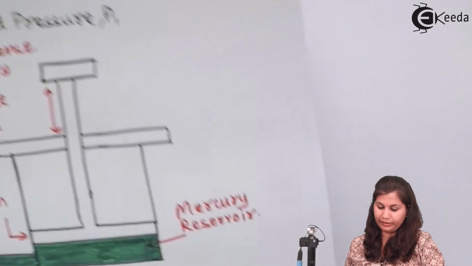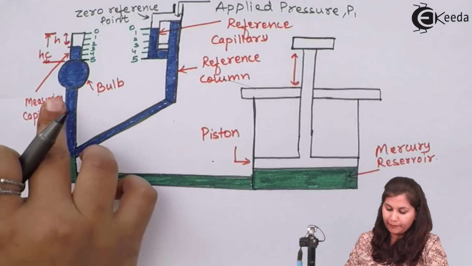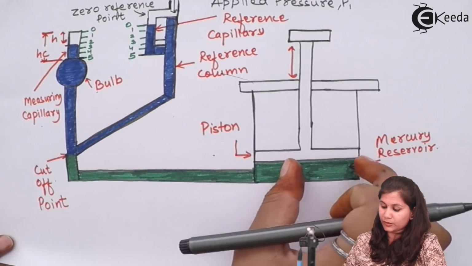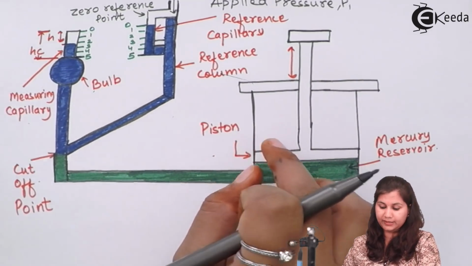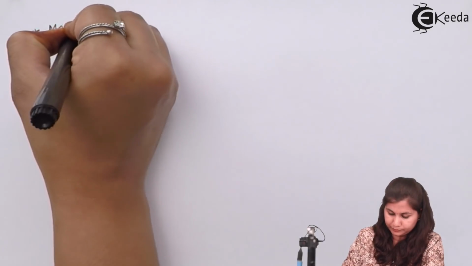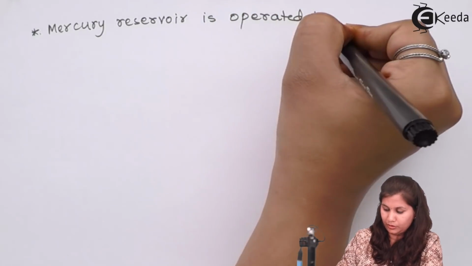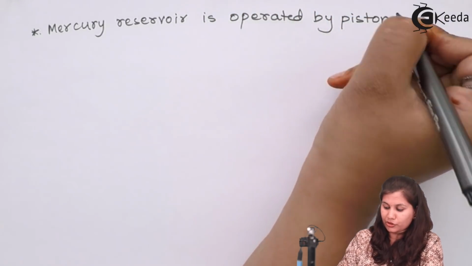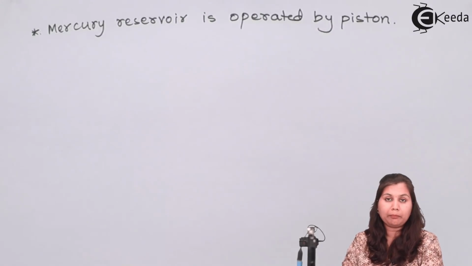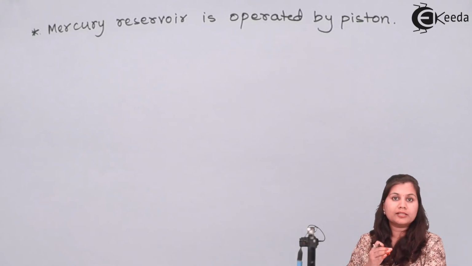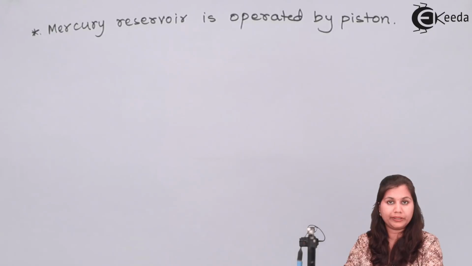Now below this reference column, the measuring capillary and the bulb, we have a mercury reservoir, and this mercury reservoir is operated with the help of the piston. So this was all about the construction, and we have seen the main parts of the McLeod gauge: the reference column, reference capillary, measuring capillary, bulb and the mercury reservoir. We have also seen the zero reference point and the cutoff point in the diagram.